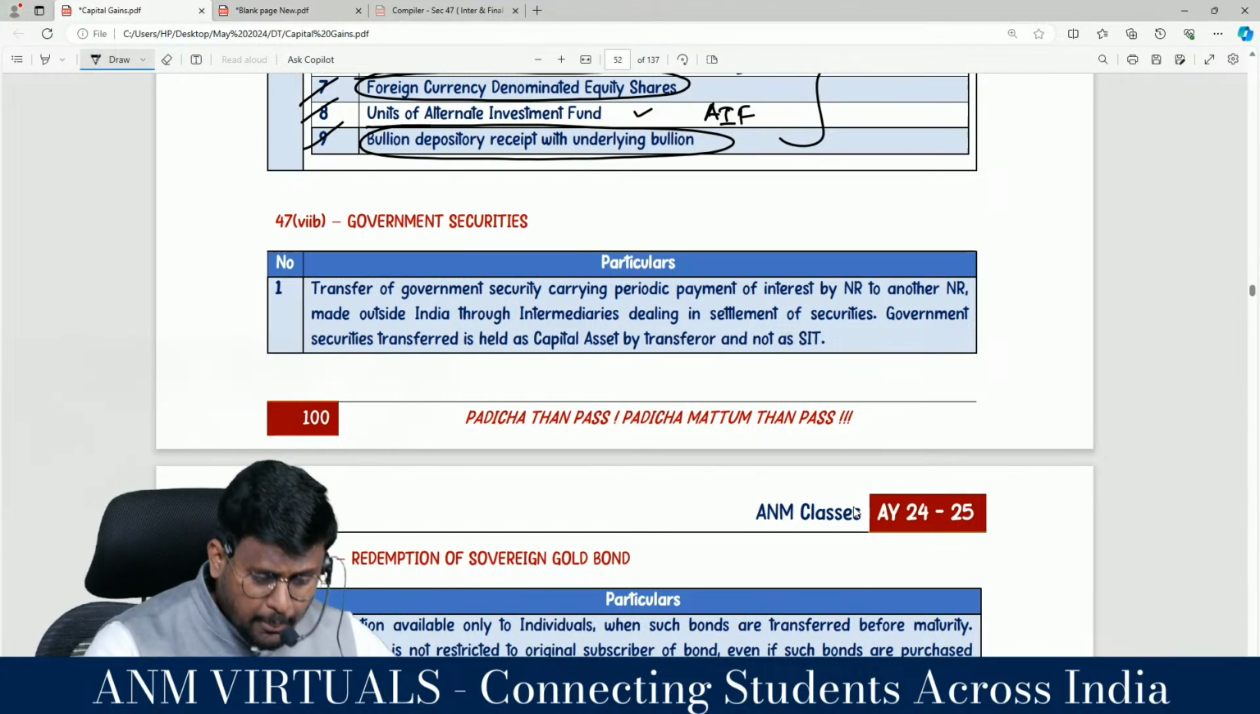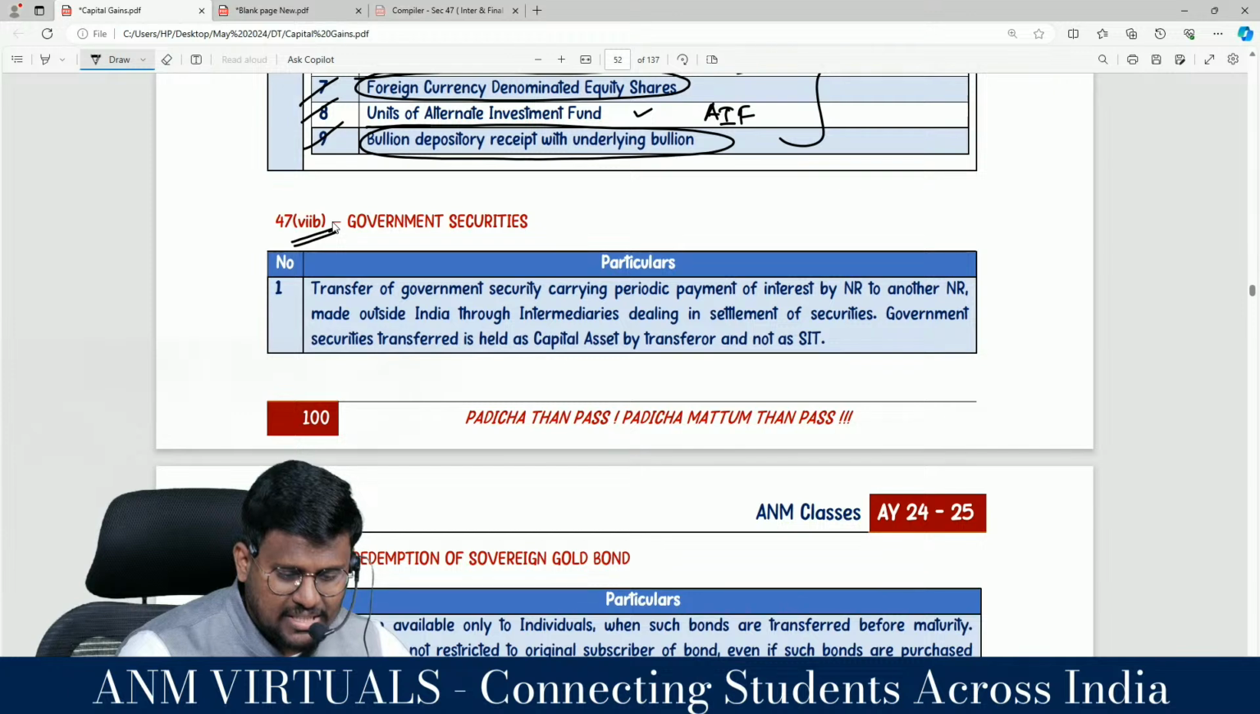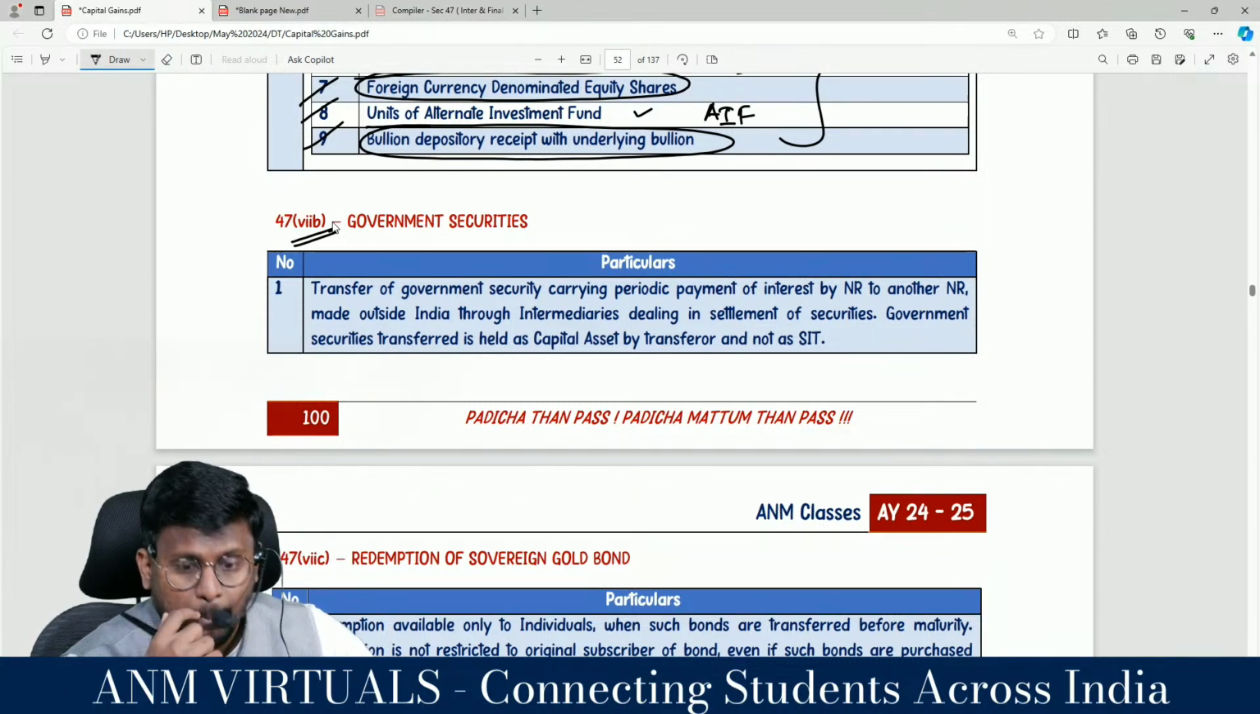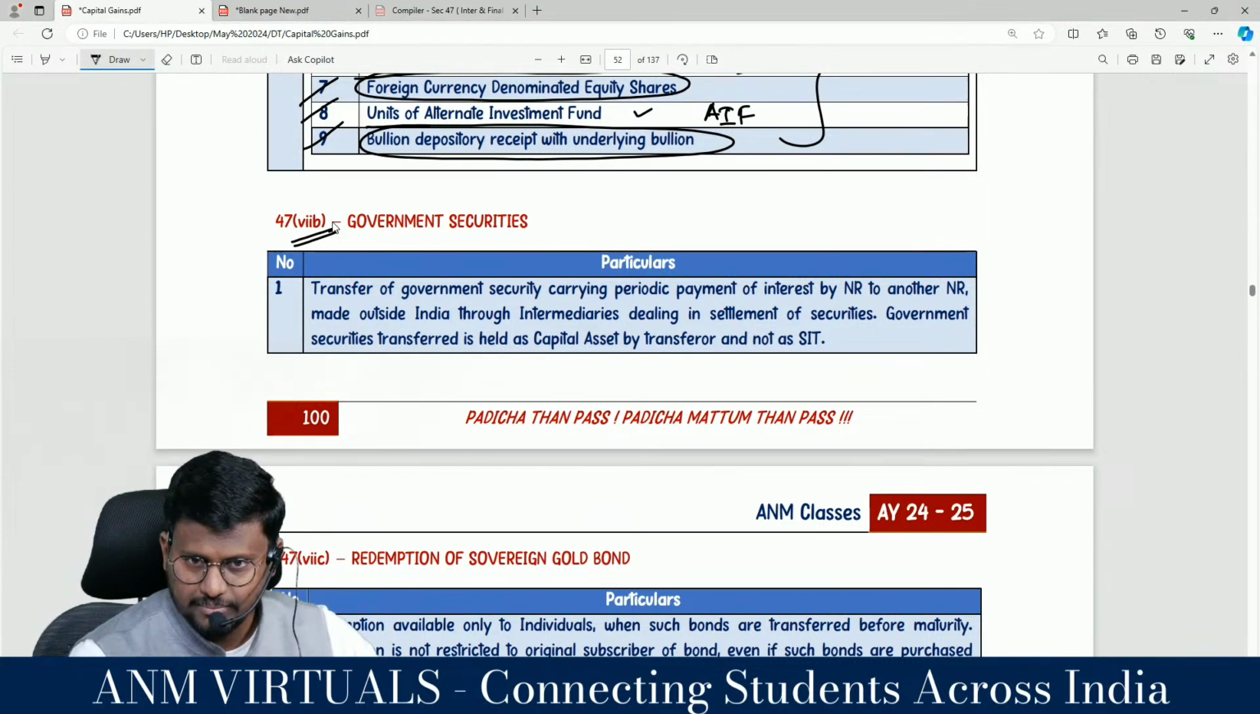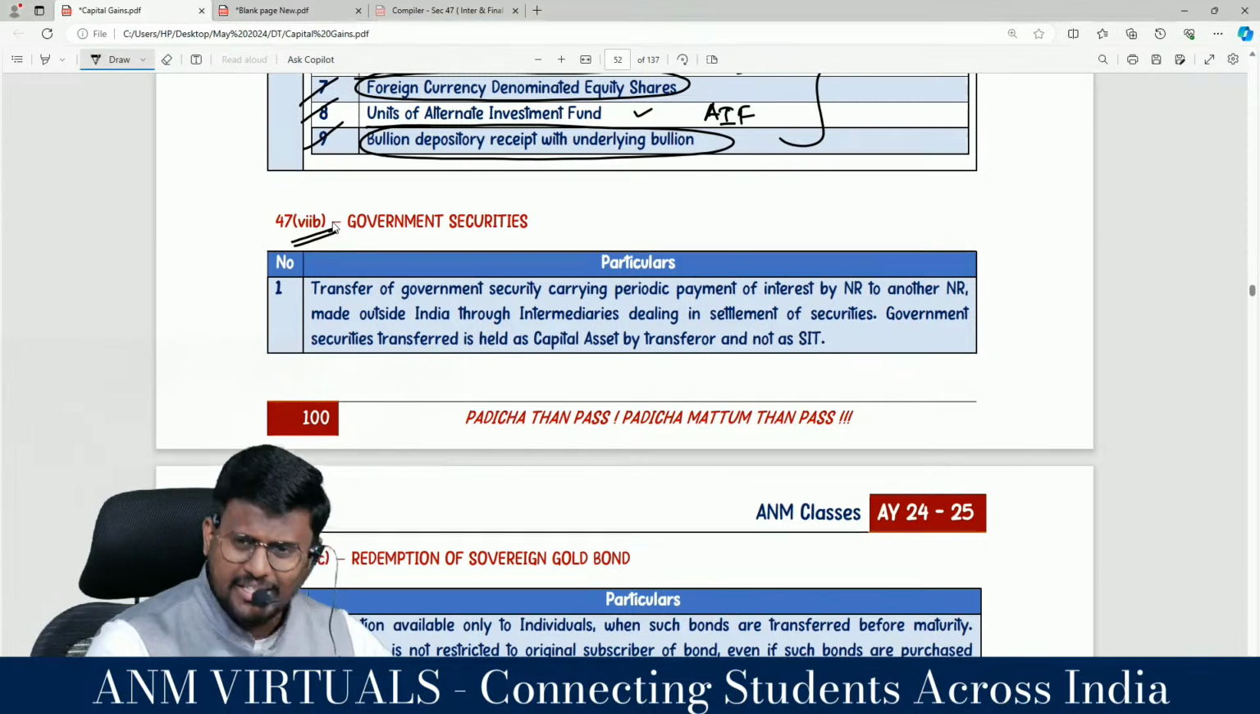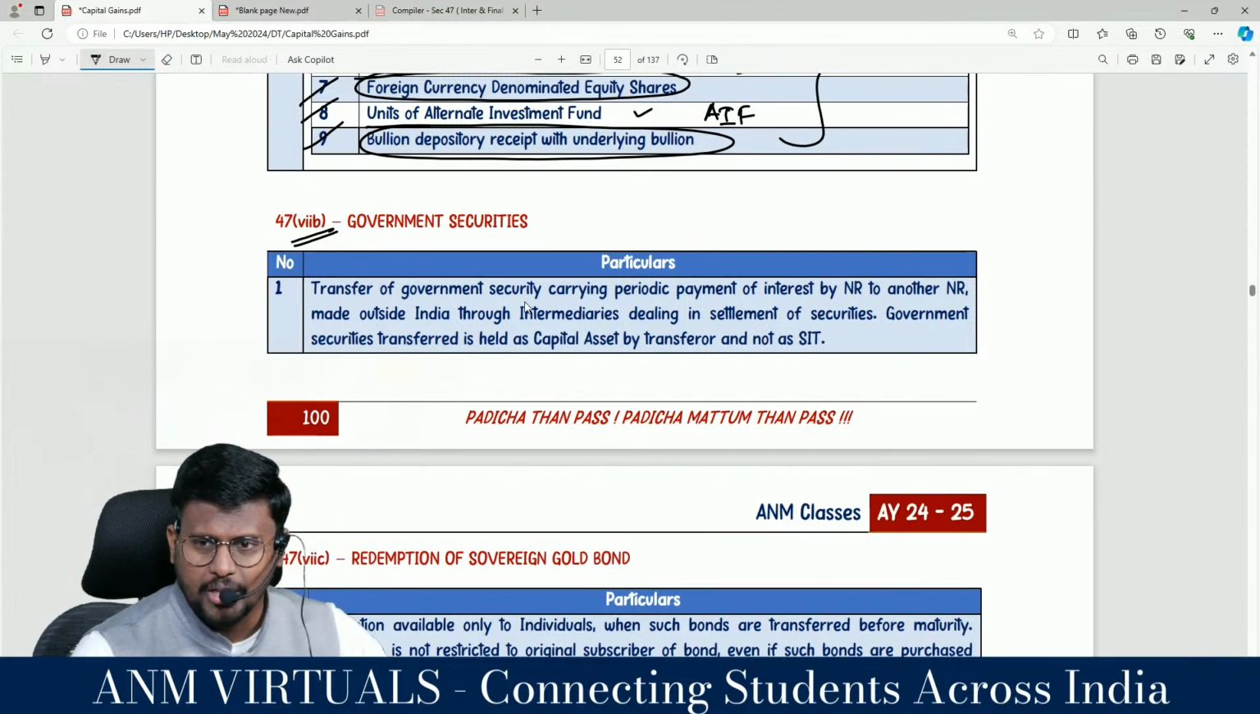Clarity. I move into the next one. 47 clause 7B. B stands for borrowing. Sir, already discussed. Transfer of government security.